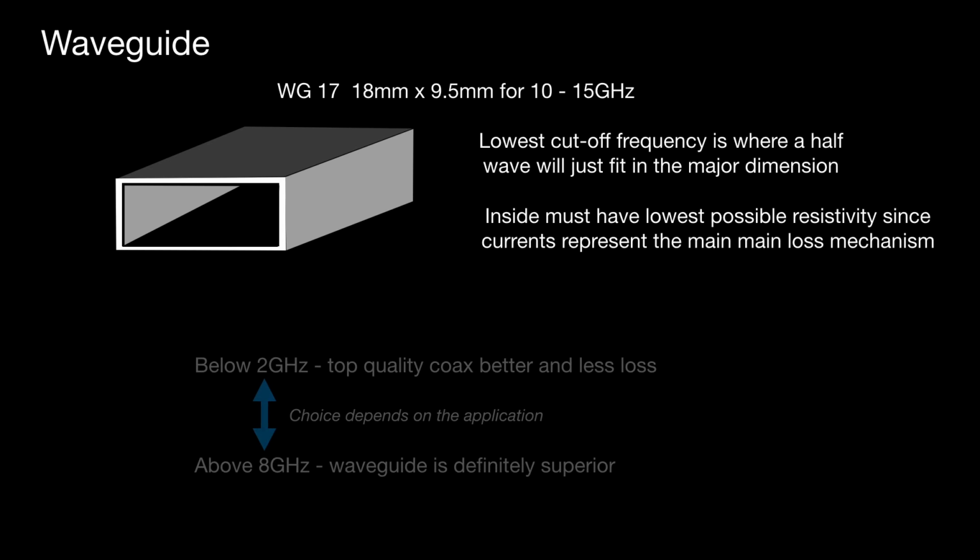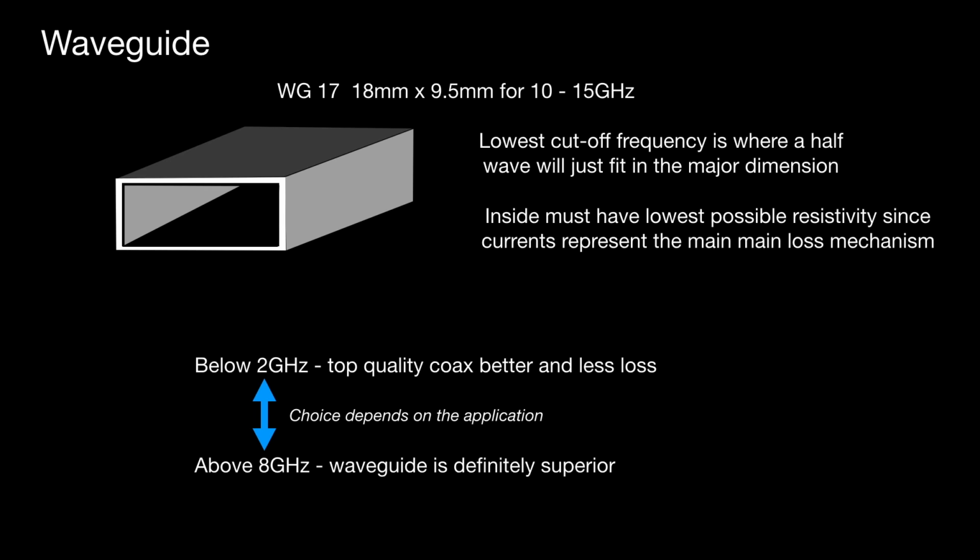Now, where would you use coax and where would you use waveguide? Well, the general rule of thumb is below 2 gigahertz, top quality coax is better and less lossy, and so you probably would select that. Above 8 gigahertz, waveguide is definitely superior, and coax becomes quite problematic. And between the two, the choice depends on the application. A short length on a circuit board might well be fine with a piece of high quality coax. Longer lengths might require you to use waveguide.